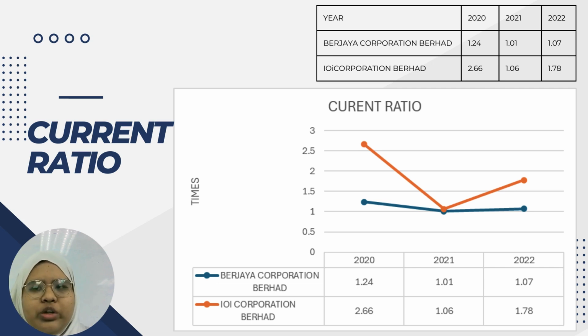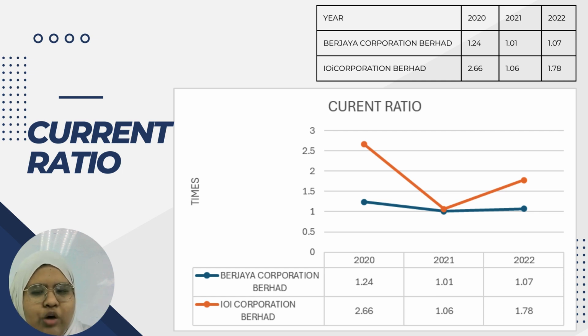If we refer to the graph, we can see that IOI Corporation Berhad performed well in 2020 and 2021 with a ratio of 1.78 and 1.06 times respectively. This indicates that IOI Corporation can settle its short-term liabilities with its current assets marginally better. In 2022, IOI Corporation managed to grow its ratio to around 1.78, despite it having decreased to almost 1.6 times in 2021.